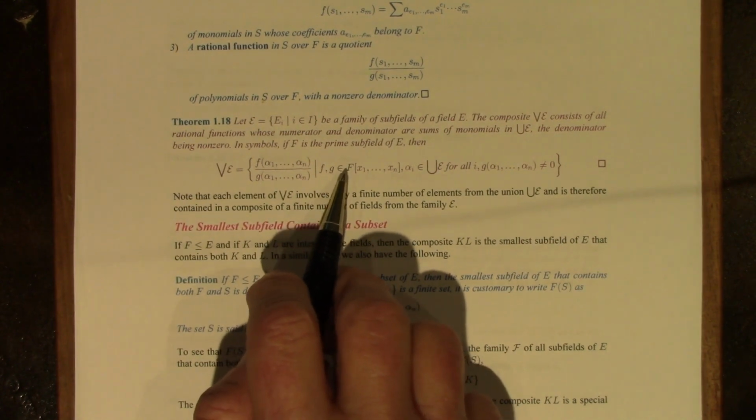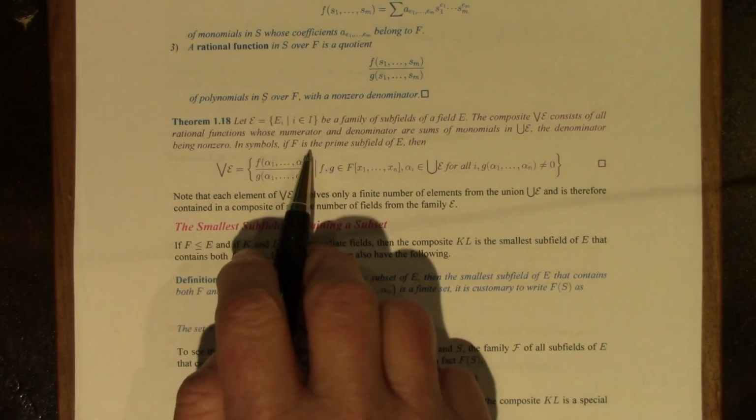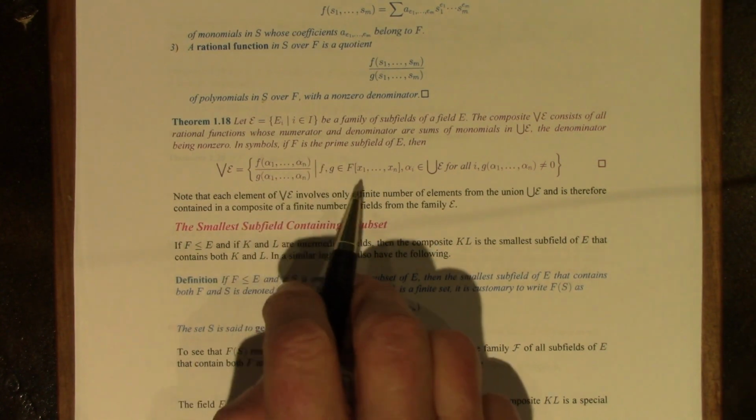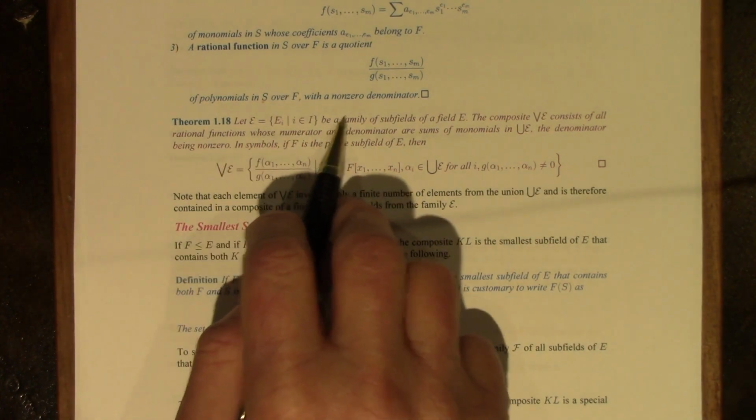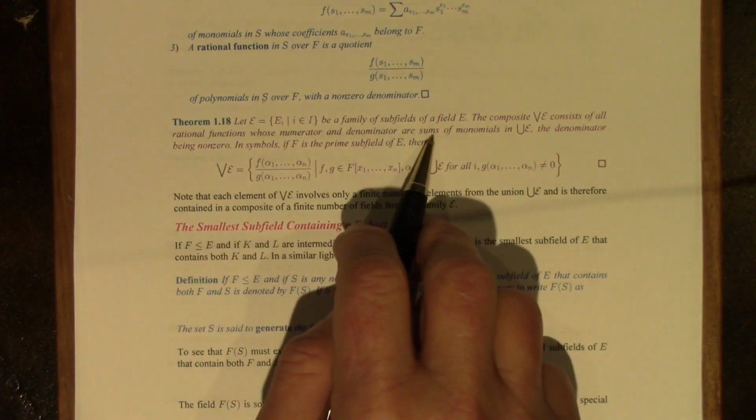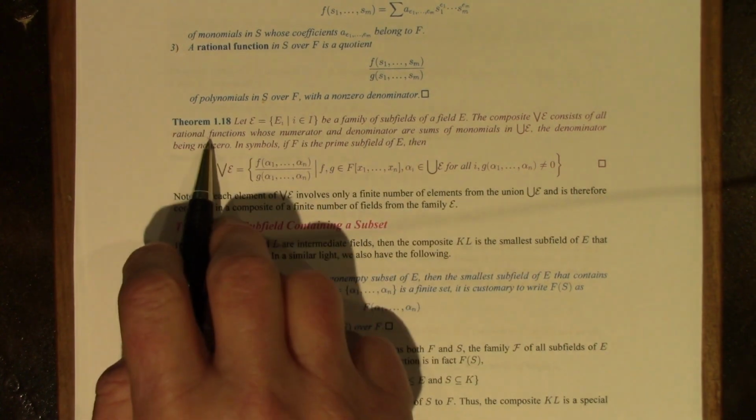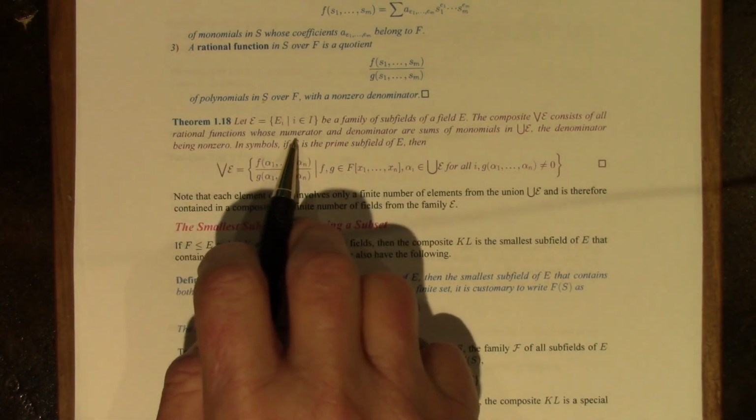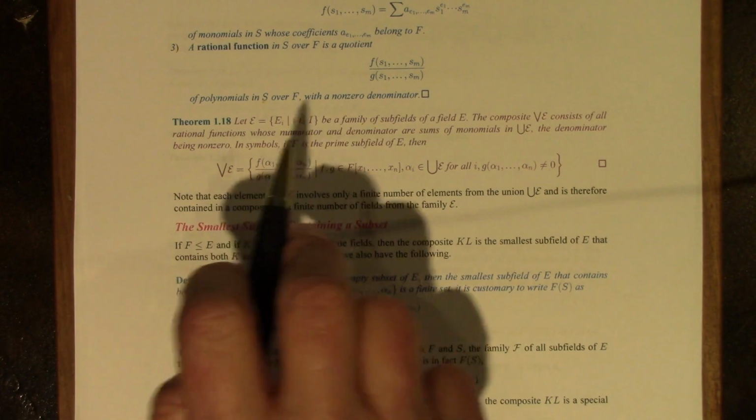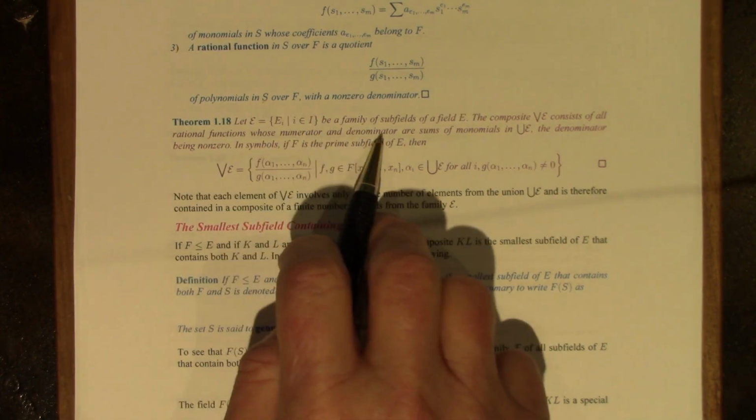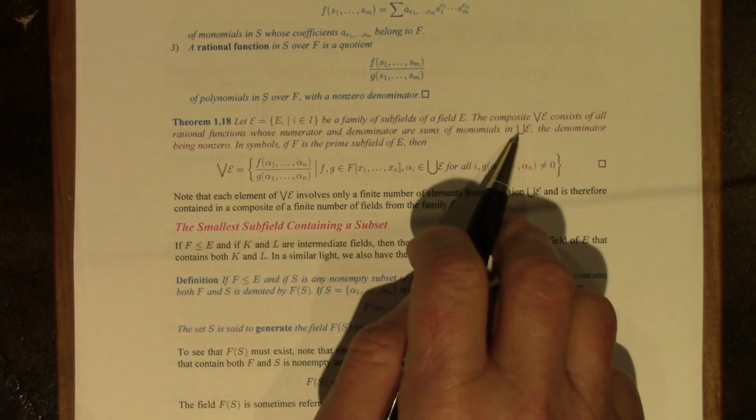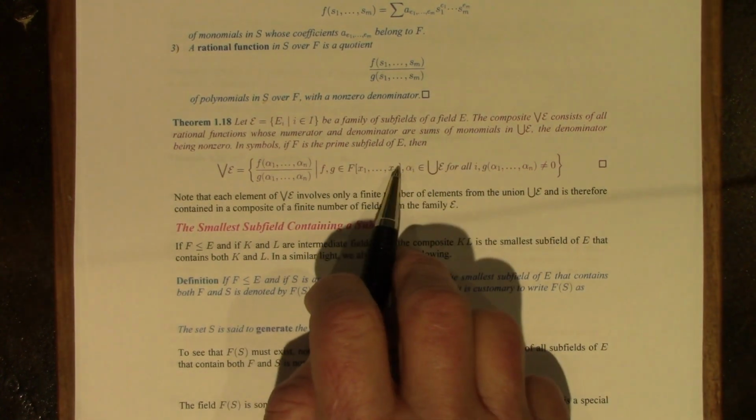Now, there's a reason why I use the prime subfield here, and I think it's important for you to think about that and understand why I introduced that here. I didn't mention it in the first description, but I didn't say these were rational functions over anything. I said the numerators and denominators are sums of monomials. So that's worth giving some thought.